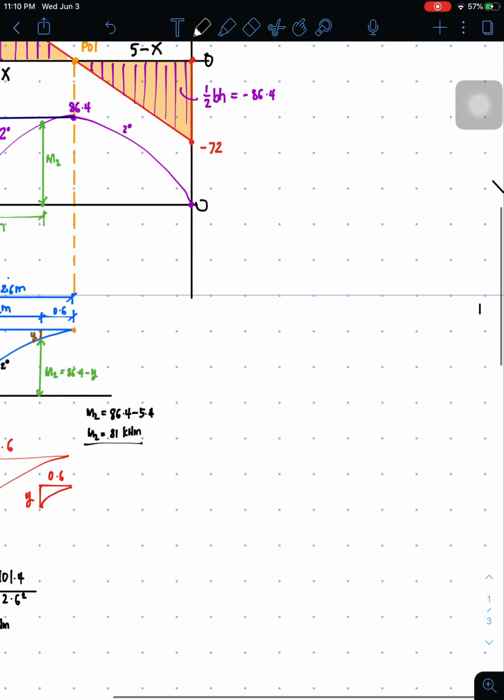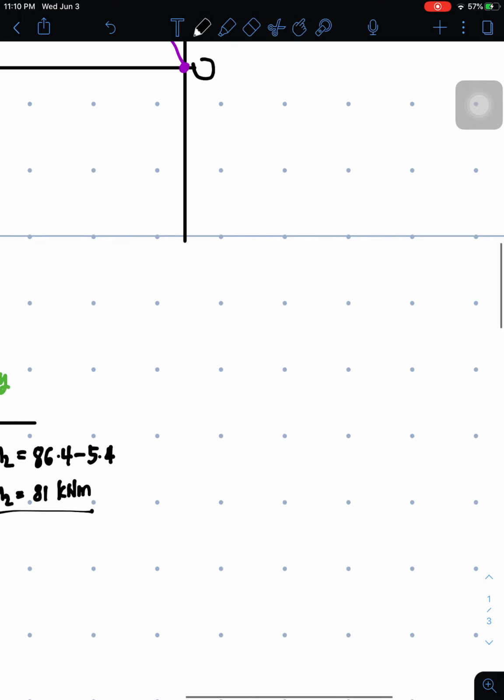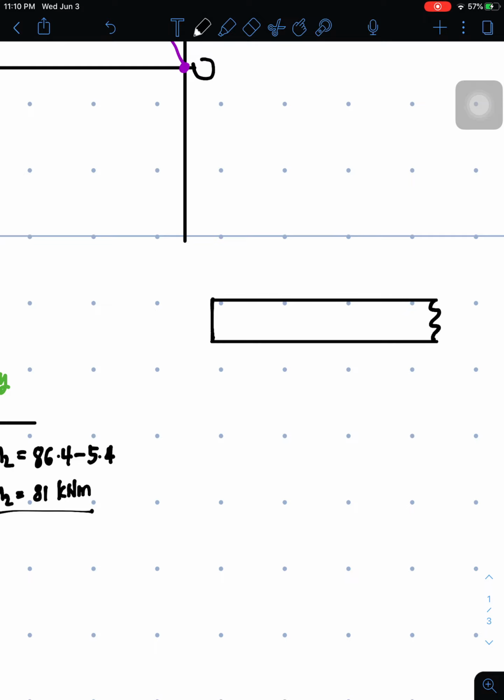Okay, so let's redraw the figure. We're expecting a value of 81. So let's redraw this, and this is the distribution, and this is the point of cutting. And do not forget that we have R1 here, which is 108. Then this is 1 meter, and then this is the distribution.